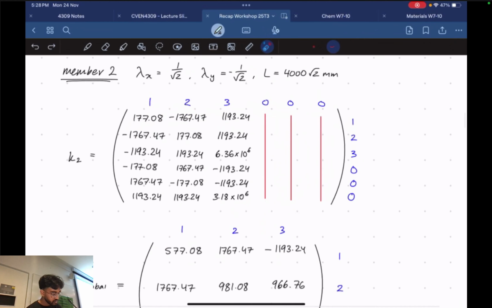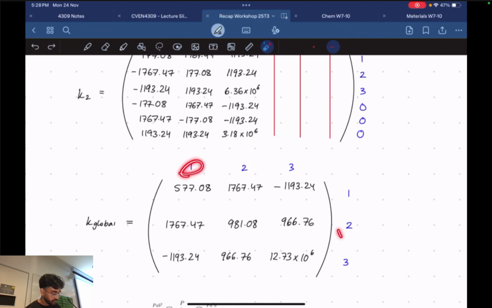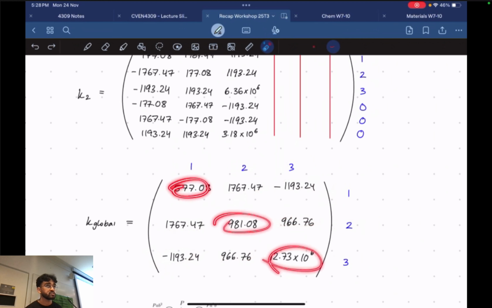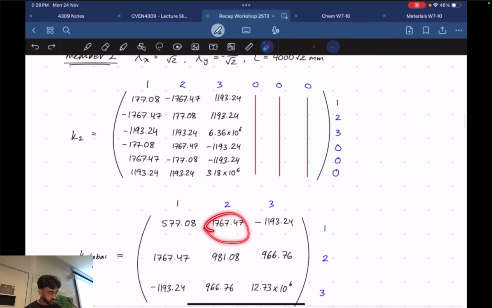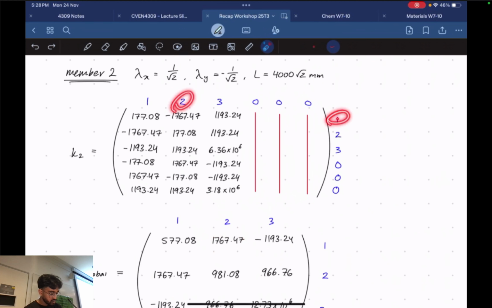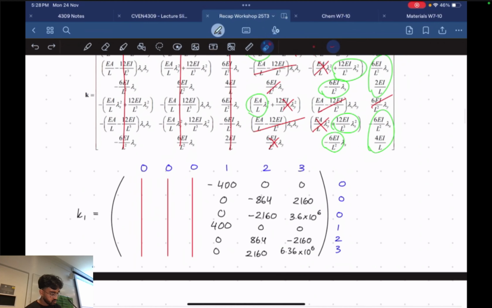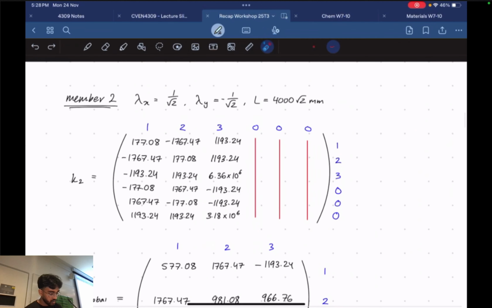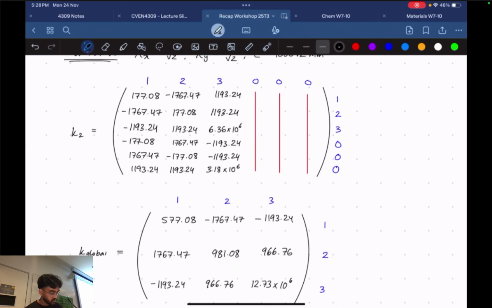Yeah? Now, a thing to notice is that it's actually symmetric. So for 2, 1 and for 1, 2, it's going to be the same value. 3, 1 and 1, 3, it's going to be the same value. 3, 2 and 2, 3 is going to be the same. The only ones that aren't the same are going to be your diagonal ones. Okay, so for 2, 1, I get 2, 1, and then 2, 1 is 0. So it's just going to be minus 1767.47.